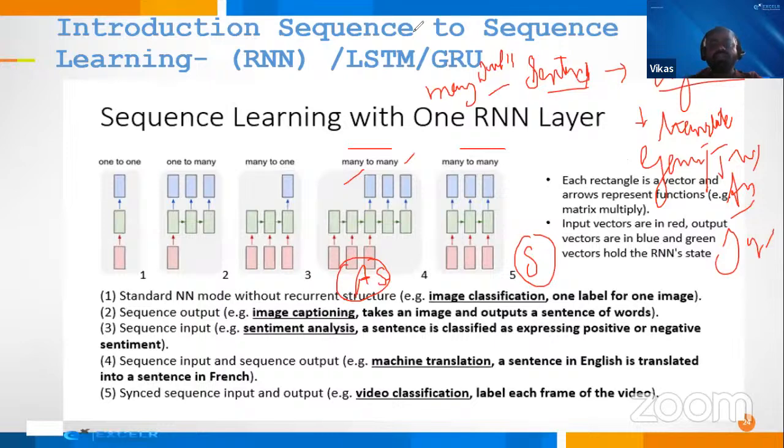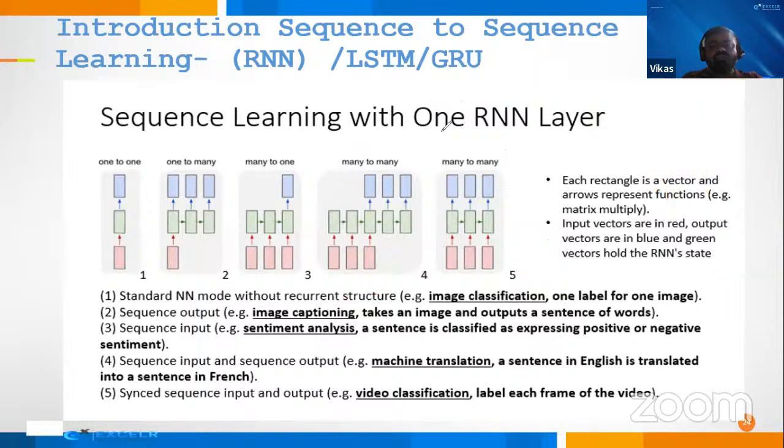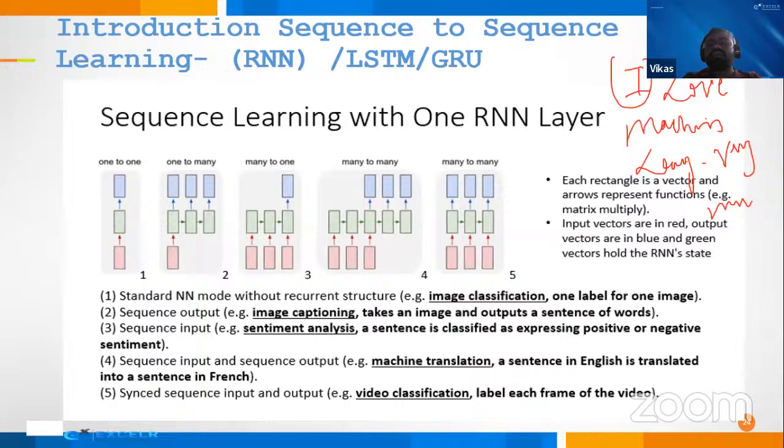This is very simple logic as per the rule of the grammar. If I'm passing a sentence, let's say, "I love machine learning very much," how many words am I passing? 1, 2, 3, 4 and 5. So 5 words I am passing here as an input.